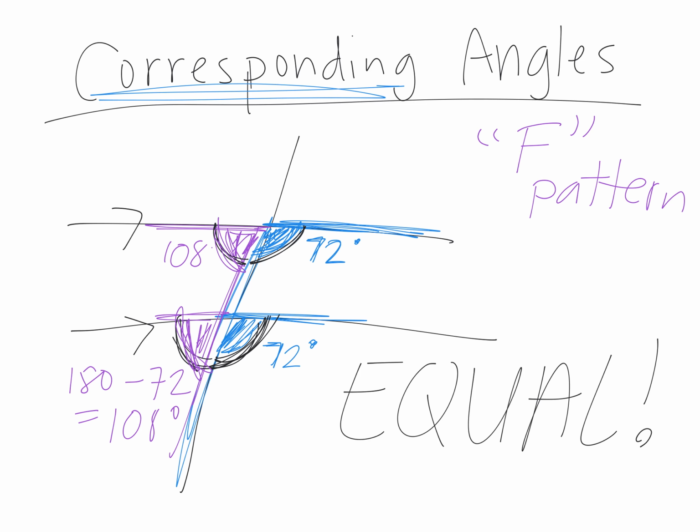Yeah. Let me test your knowledge. Let's find a C. Can you make a C? C pattern. So what's this angle going to be? What do the two angles inside a C have to add up to? 72. What do they have to add up to? 180. So 72 plus what is 180? 108. We just did it.